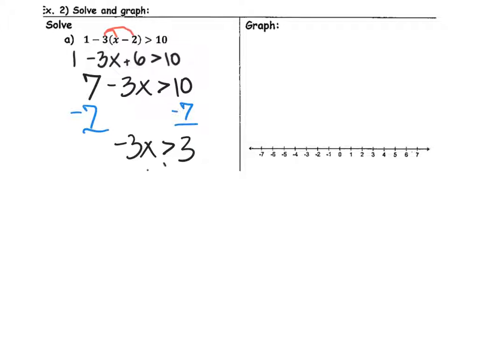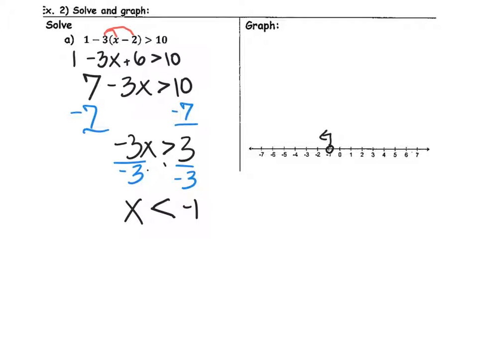I don't want to add 3x. So, divide by negative 3. Because I divided by a negative number, it is no longer greater. It is now a less than. Also, positive 3 divided by negative 3 is negative 1. Graph that on the right.